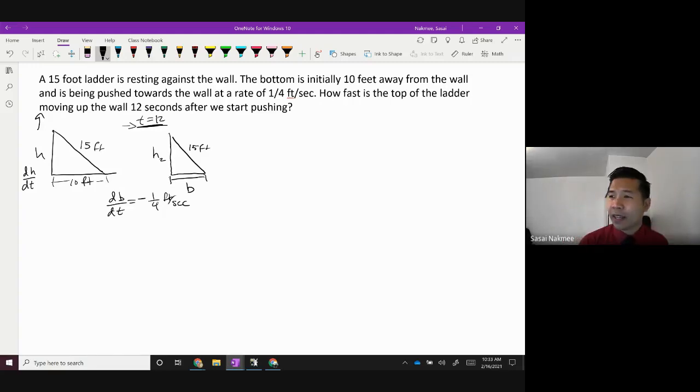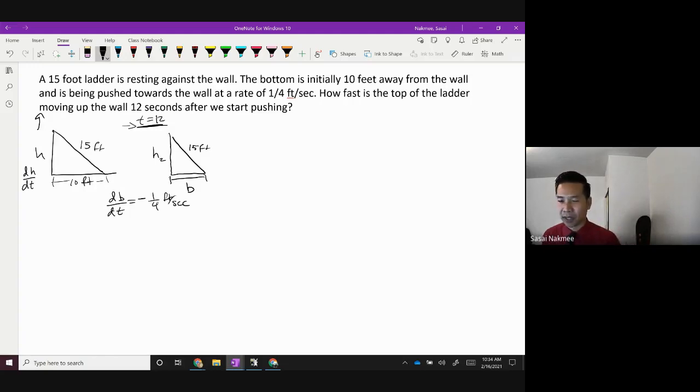I'm going to pause there for a second and ask you guys, do you understand why dB/dt is negative 1/4 feet per second and not just 1/4 feet per second? Why is it negative in this case? It's decreasing. That's right. B is the distance of the base of the ladder from the wall. Since we're pushing the ladder closer to the wall, the distance between the two is getting smaller. So the rate at which it's changing is a negative rate. It's negative 1/4 feet per second.